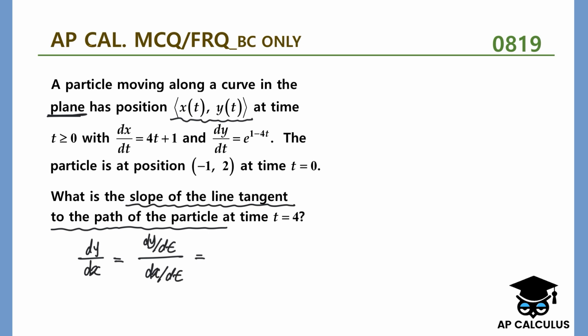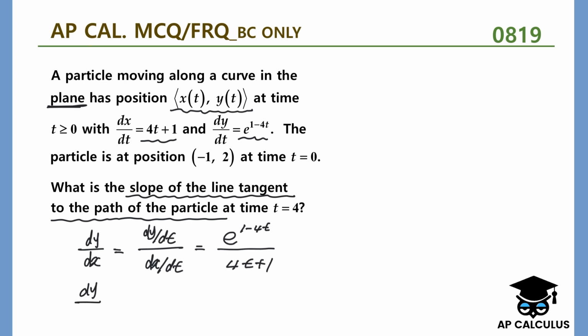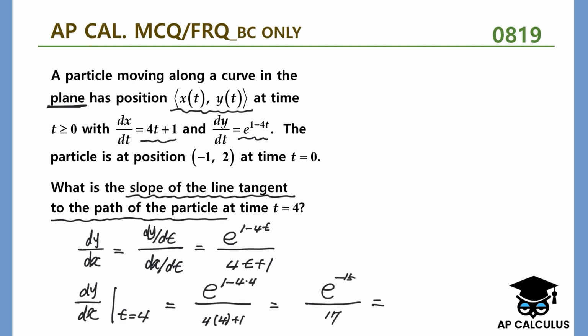dy/dt is given right here, e^(1 − 4t), over dx/dt, that's 4t + 1. So our slope of the tangent line at t = 4 is e^(1 − 4·4) over (4·4 + 1). That's going to be e^(−15) over 17, or we can write 1 over 17e^15. That's our slope at t = 4.